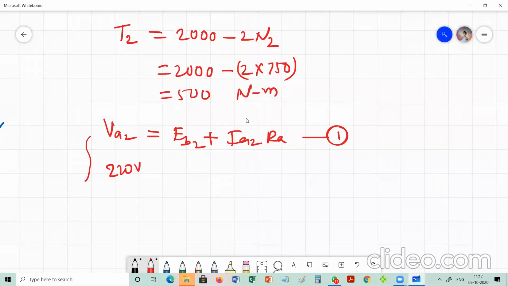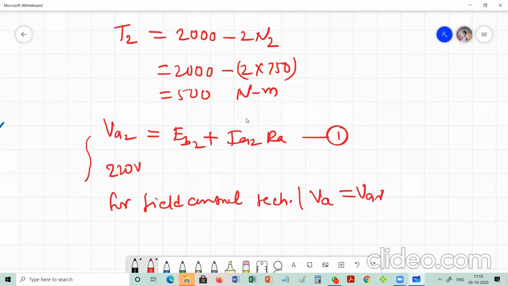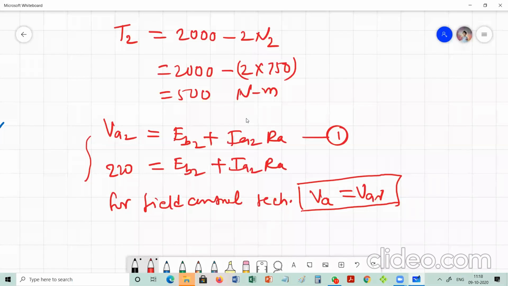Why did we take this? Remember it: for the field control technique, VA is equal to VAR. Therefore 220 is equal to EB2 plus IA2 RA. RA is given as 0.02.